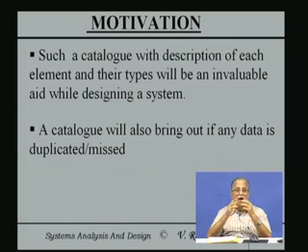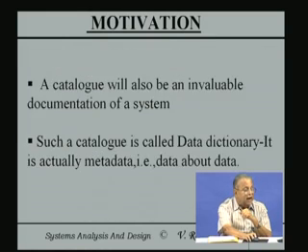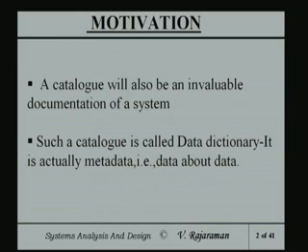So, maintenance is normally done by a person who did not develop the system. So, developer has a responsibility to catalog. It is an invaluable documentation aid. Such a catalog is called a data dictionary. It is actually a metadata, that is data about data. Normally it is called metadata. That is, the dictionary tells about what data is used and what is their meaning, and also more details about the data. So, it is data about data.